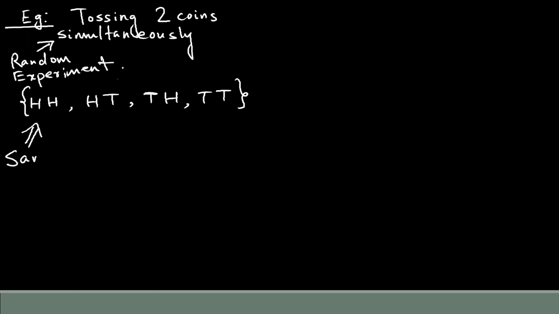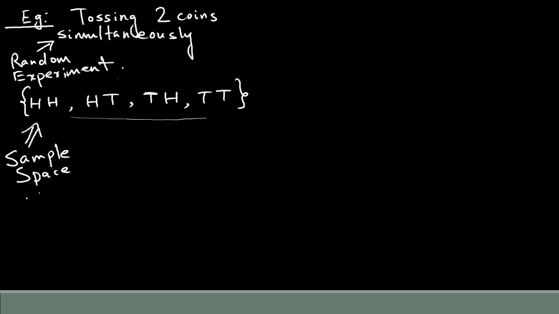Okay. So you see, when you toss the first coin, it can be head, and the second coin you toss, it can be head. The first coin you toss, it can be head, the second coin can be tail. The first coin you toss, it can be tail, the second coin can be head. The first coin you toss, it can be tail, the second coin, when you toss, it can be tail. Right? So this is the sample space that you will get when you toss two coins simultaneously.